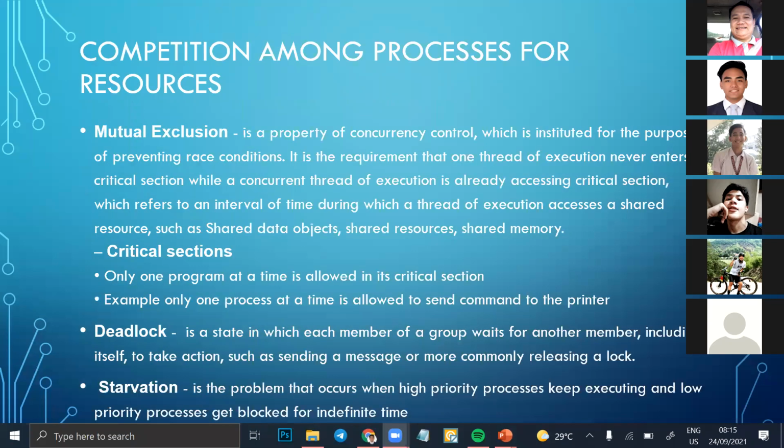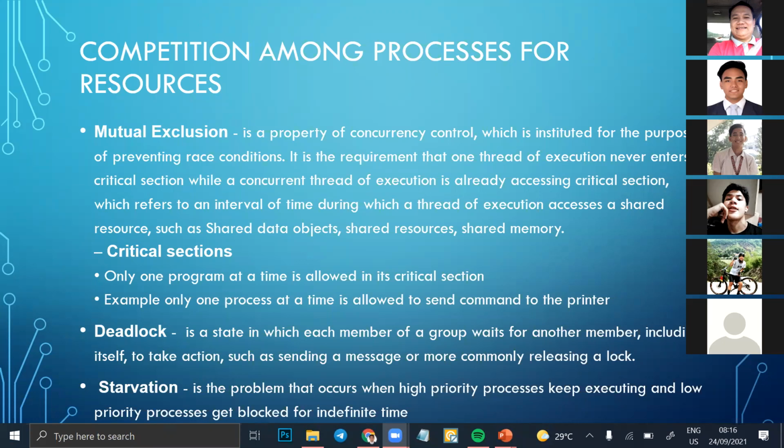So, the competition among processes for resources. Going on to mutual exclusion, it is a property of concurrency control, which is instituted for the purpose of preventing race conditions. We all know that a race condition is a bug or hazard that can happen in concurrent processes. It is the requirement that one thread of execution never enters a critical section while a concurrent thread of execution is already accessing it. A critical section refers to an interval of time during which a thread of execution accesses a shared resource, such as shared data objects, shared resources, or shared memory.